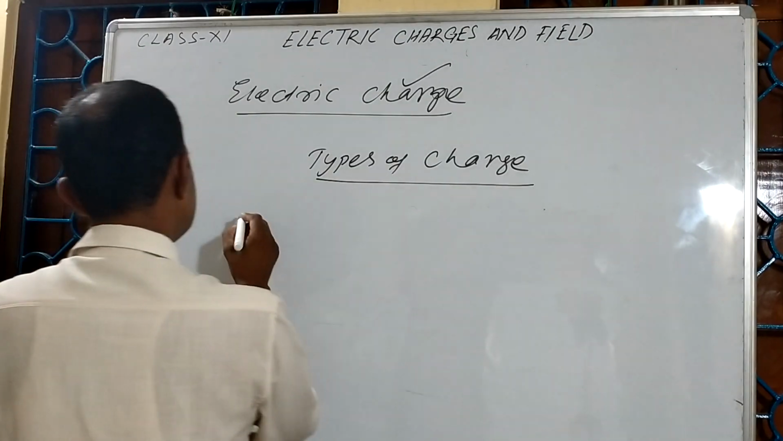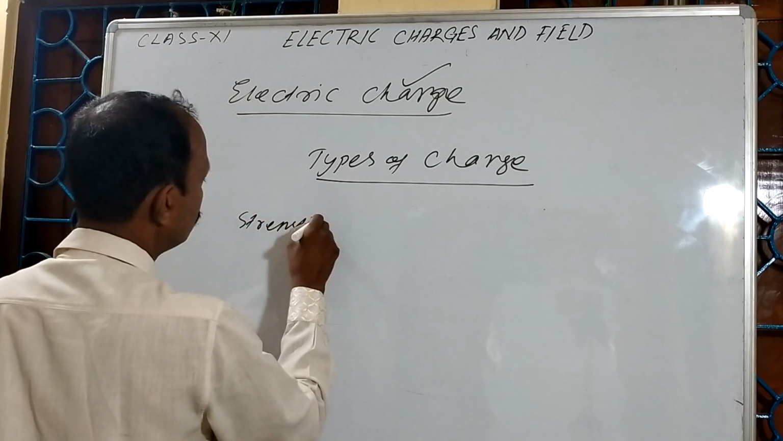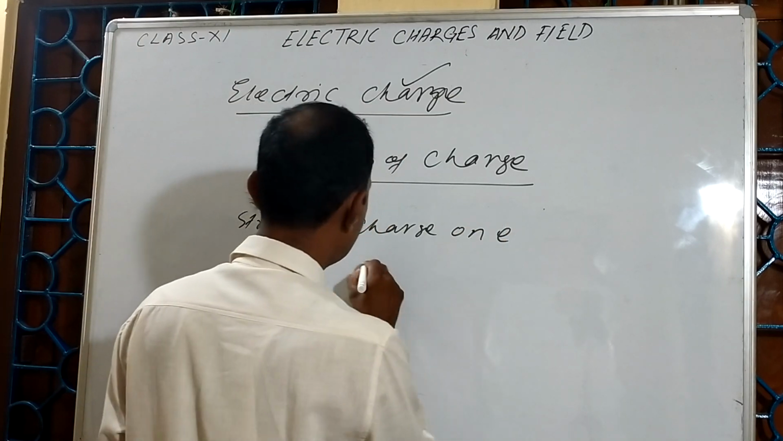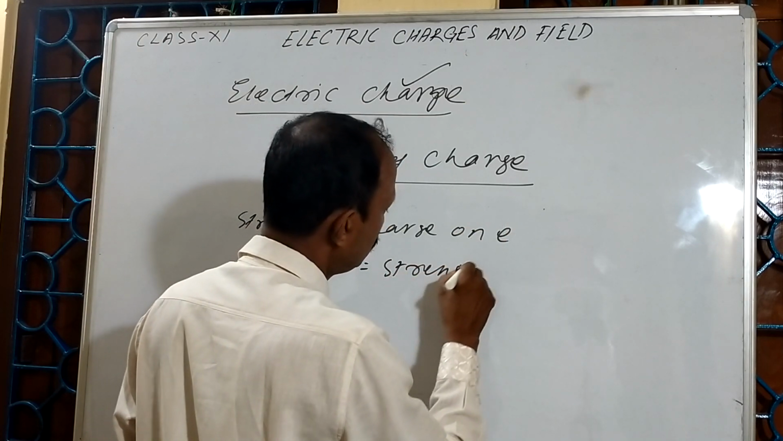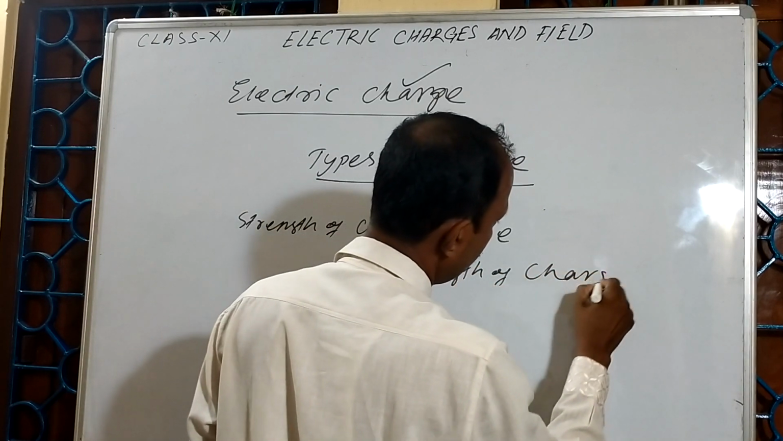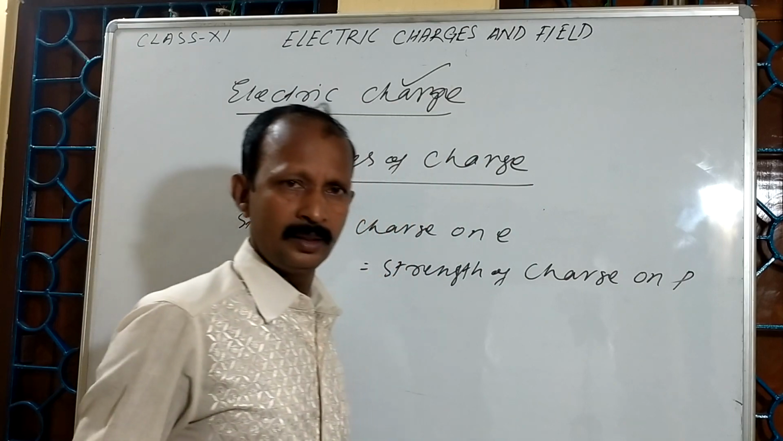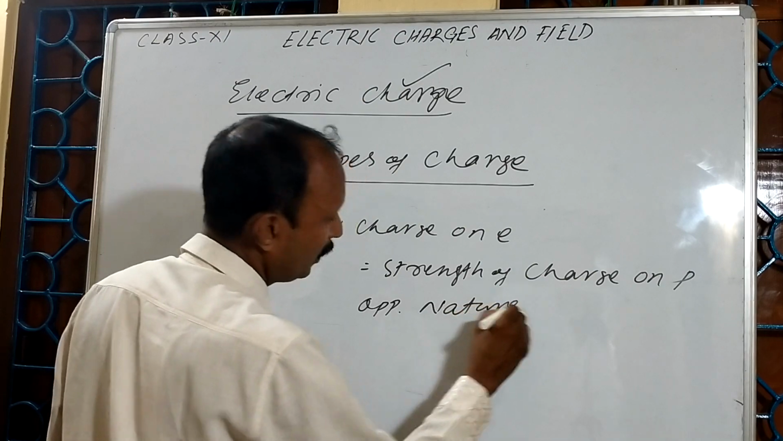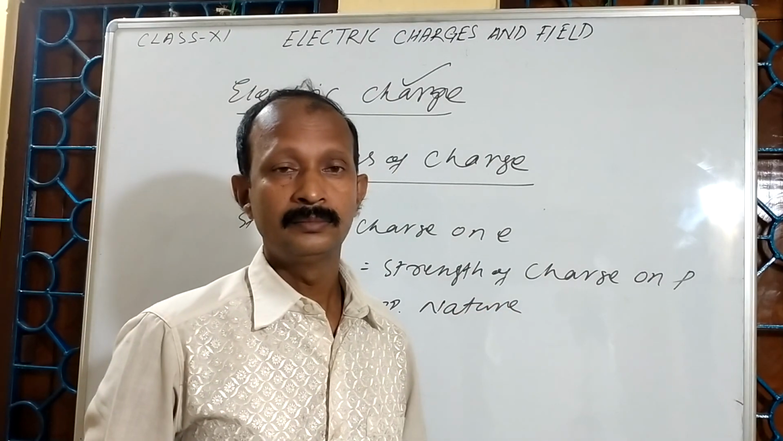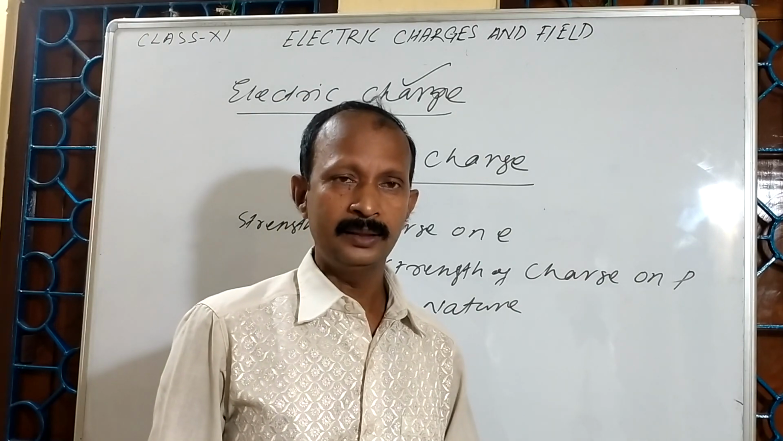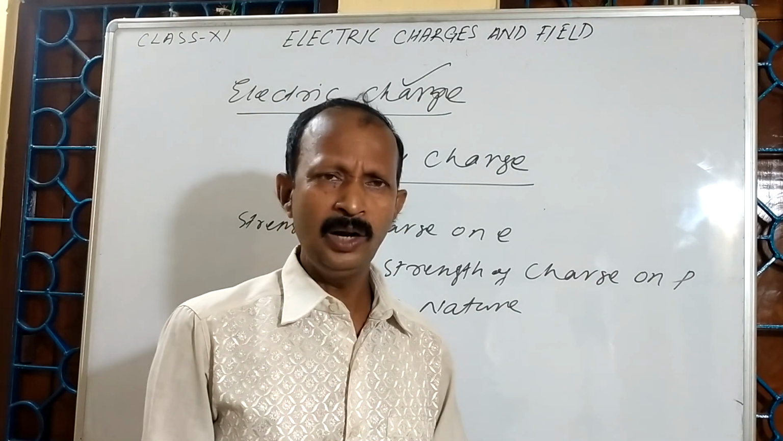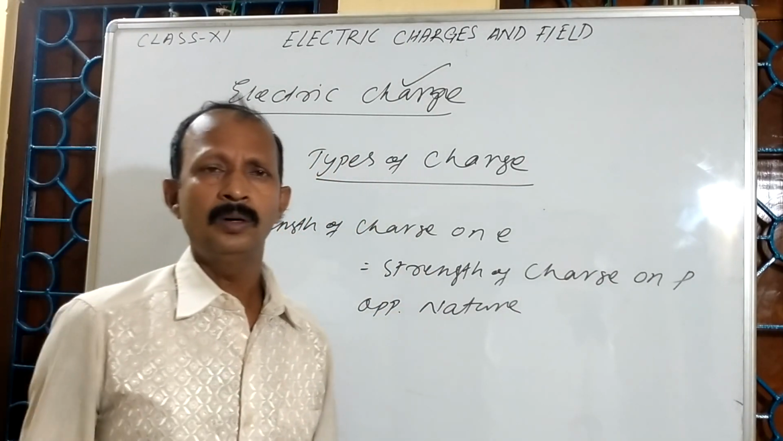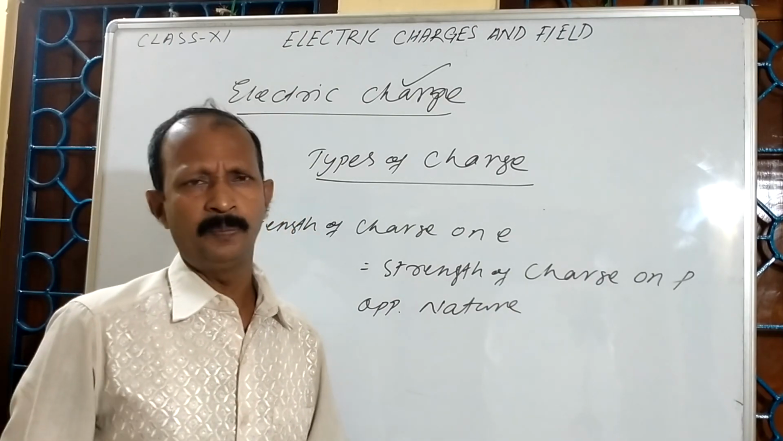So the strength of charge on electron is equal to the strength of charge on proton, but opposite nature. Electrons repel each other, protons repel each other, but between electron and proton there is an attractive force. So their nature is opposite. Strength is equal, but nature is opposite.